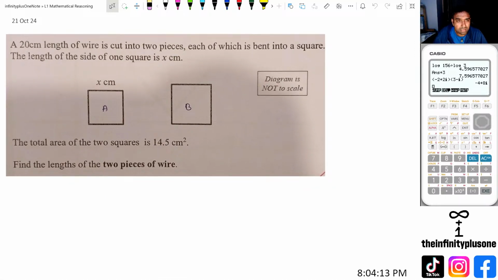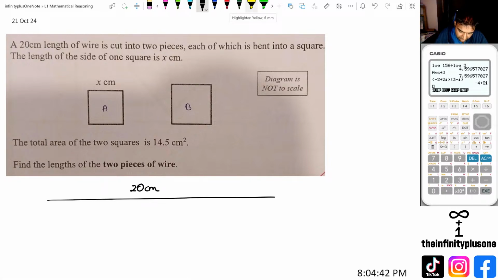Okay, so we're going to start looking at this question. Looking at this question, we've got to come up with a couple of equations, and then we've got to put it together. So basically, what we've got here is a 20 centimeter length of wire and it's cut into two pieces. So imagine it like this: this piece right here is 20 centimeters. Now it's been cut into two pieces, so I'm just going to put a little cross there. Then each of which is bent into a square.